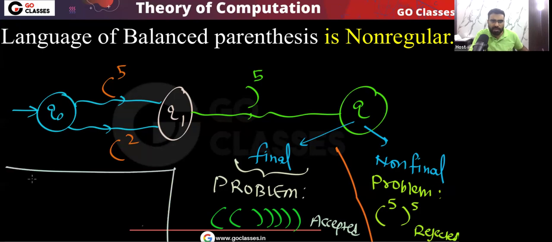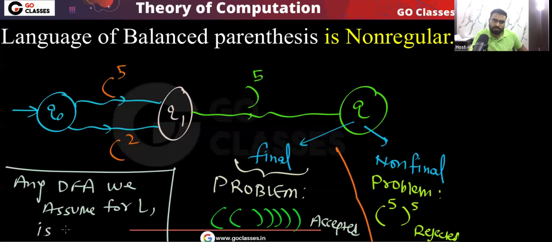So can I say our assumed DFA was wrong? Please let me know. Any DFA you assume will be wrong. So remember, any DFA that we assume for this language L will be wrong. So this language is non-regular. Is this point clear? Very simple, this language is non-regular. Understood? Please let me know.